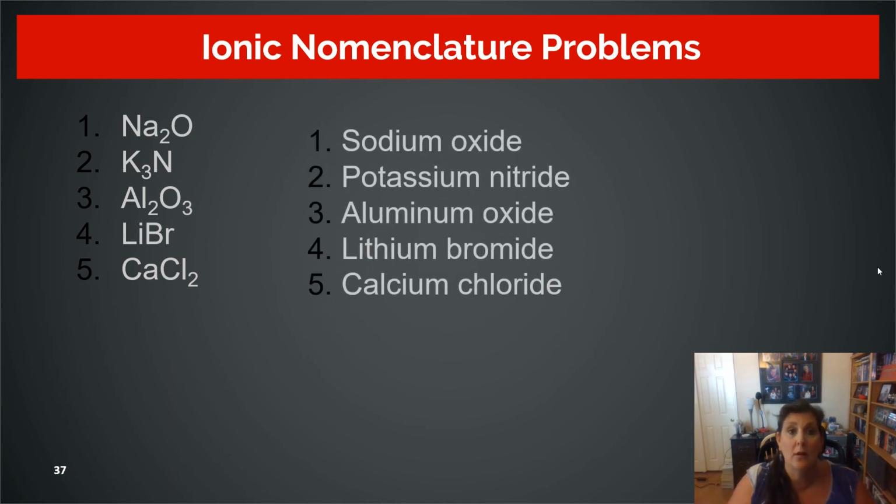There's a metal. Here are the answers for the spelling: sodium oxide, potassium nitride, aluminum oxide, lithium bromide, calcium chloride. All right, so that is nomenclature. That's the chemistry part of this chapter.